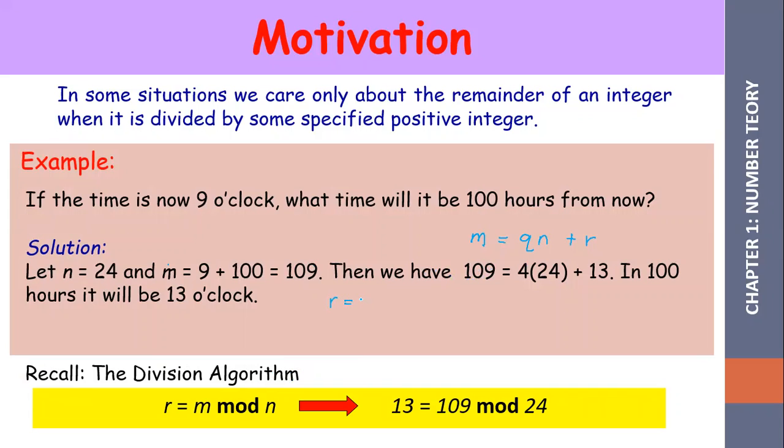r is equal to m mod n. Here r is 13. So m is 109, mod 24.